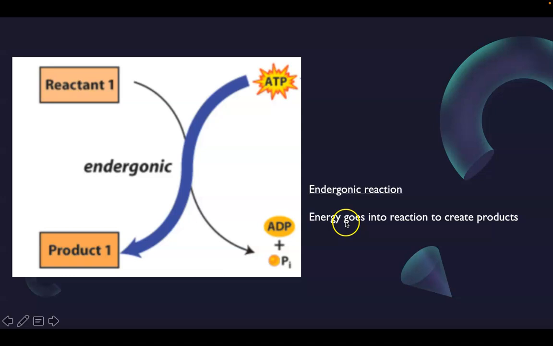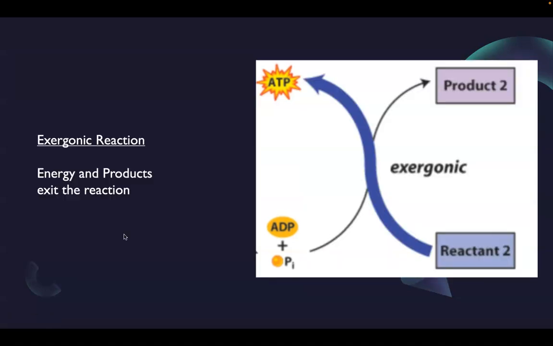Here's another great example. So energy goes into the reaction to create products. We've got ATP and a reactant going into the reaction. We are making our product. There's not any energy coming out. It was only put into the reaction. But the product will have more energy than the reactant did because this energy was supplied. And here's our exergonic reaction. We've got energy exiting the reaction. So here come our reactants together. Energy is produced along with our product.